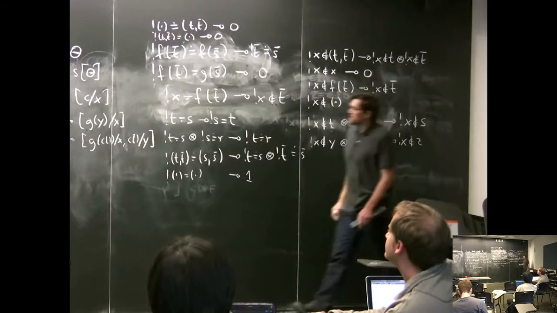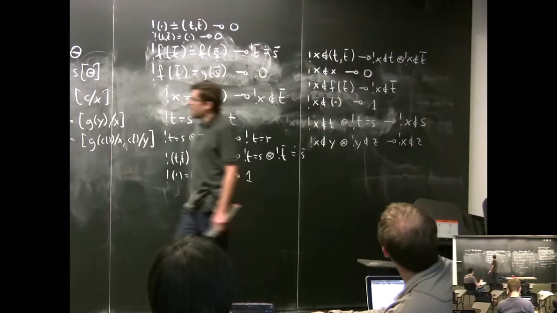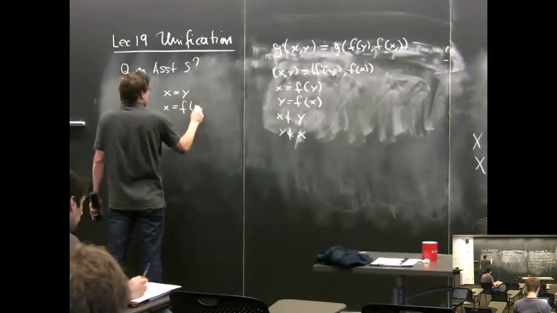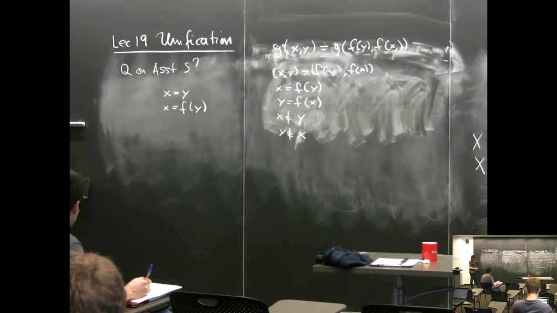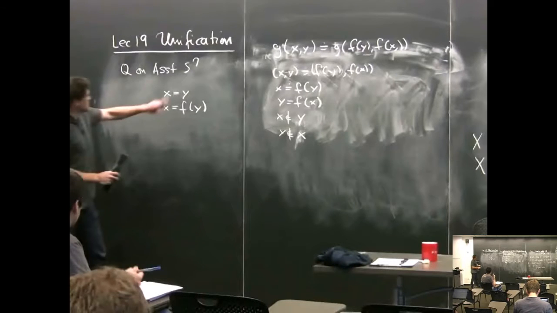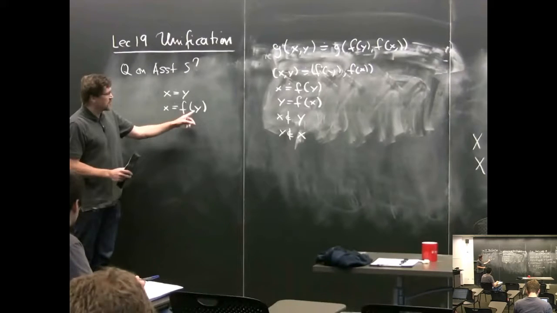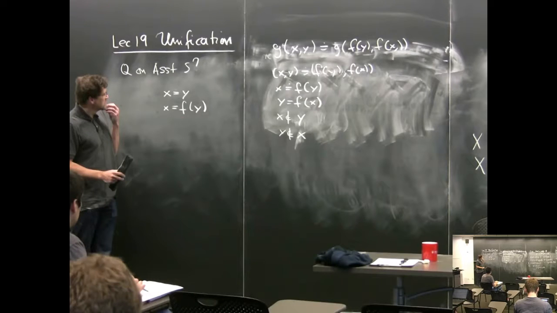Okay, so let's check something. There's one suspicion I have. If you have x equals y and you have x equals f of y, let's check this. That should not work, right? Can we capture this? Yeah, we can, because by symmetry and transitivity, we get y is not in f of y. So we would capture that.